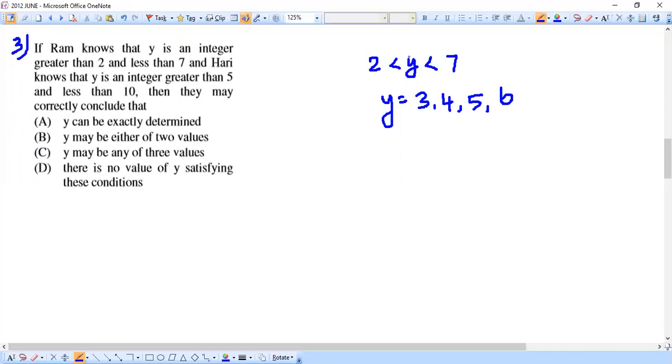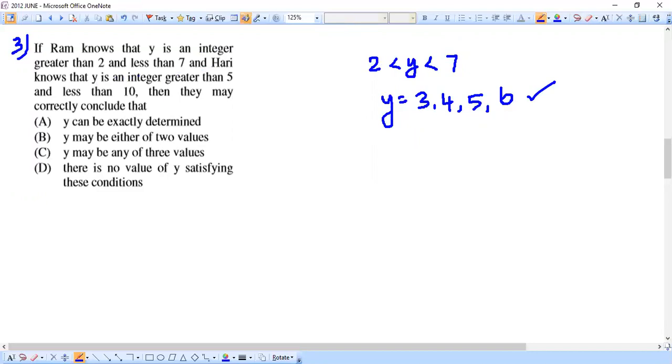That is, greater than 2 and less than 7, right? So that means y should be strictly more than 2. More than 2 in the sense we can start from 3 only. So 3, 4, 5 and then up to 6. With 6 we stop because y should be less than 7. That's why. So according to Ram, y can take these values. Fine. Let's come to the second person.